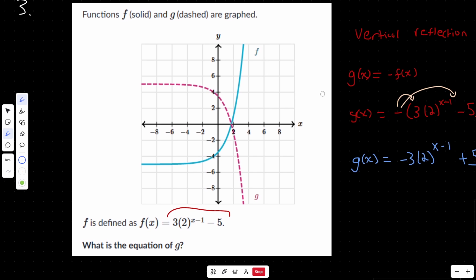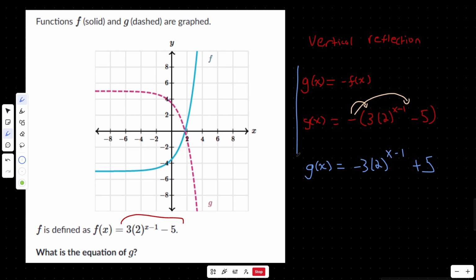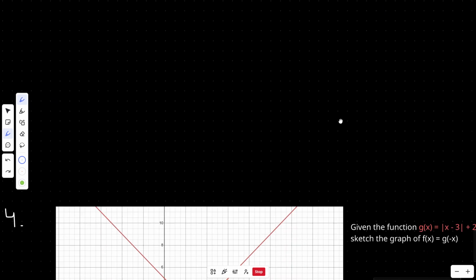So there we go. We've written the equation of g of x, which was essentially just a vertical reflection of f of x. We've shown that through these steps right here. Let's move on to the last question.